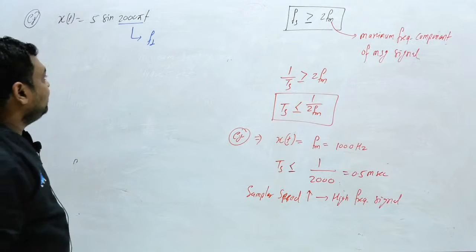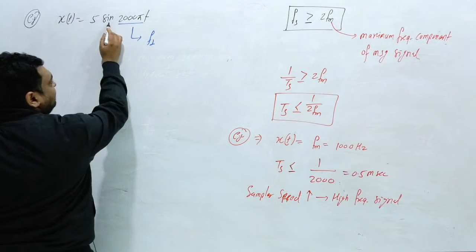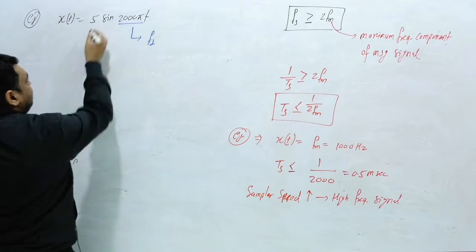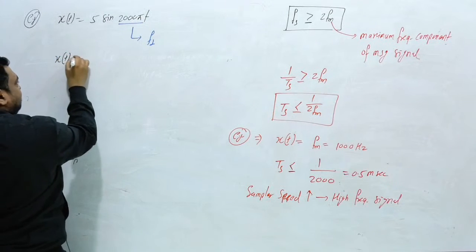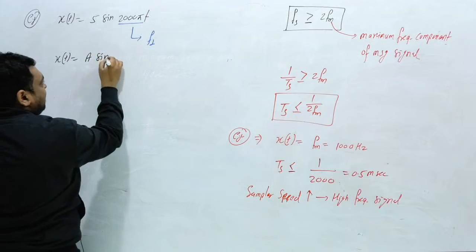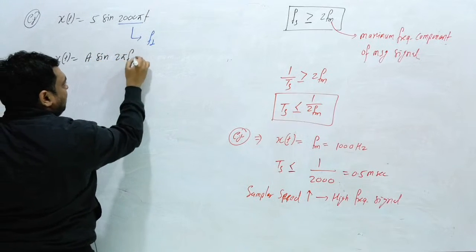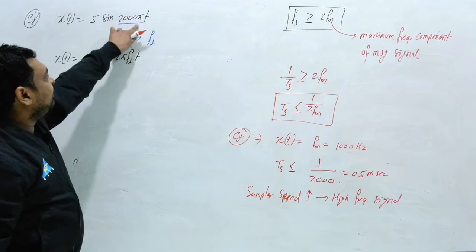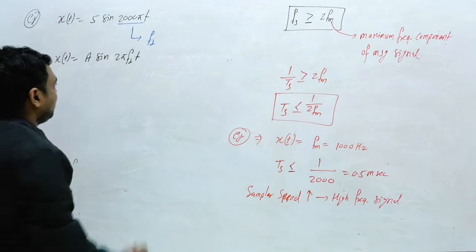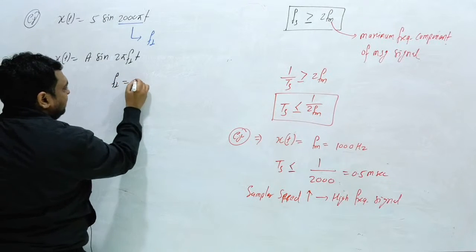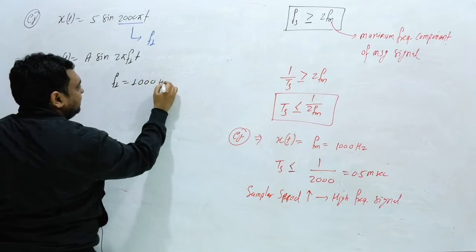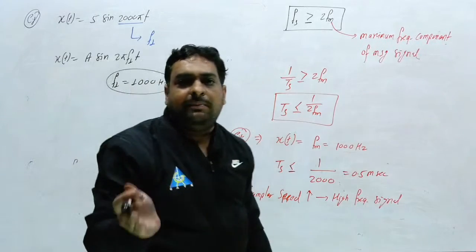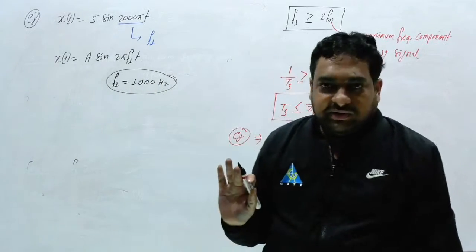What will be the f1 here? A sine, you can write 2 pi f naught into t. So this you can relate with x is equal to A sine 2 pi into f1 into t. Can I relate? So what will be the f1 here? If you remove the 2 pi, here 1000. So f1 is equal to 1000 hertz. And this is only a single frequency, not minimum, not maximum, only a single frequency component.